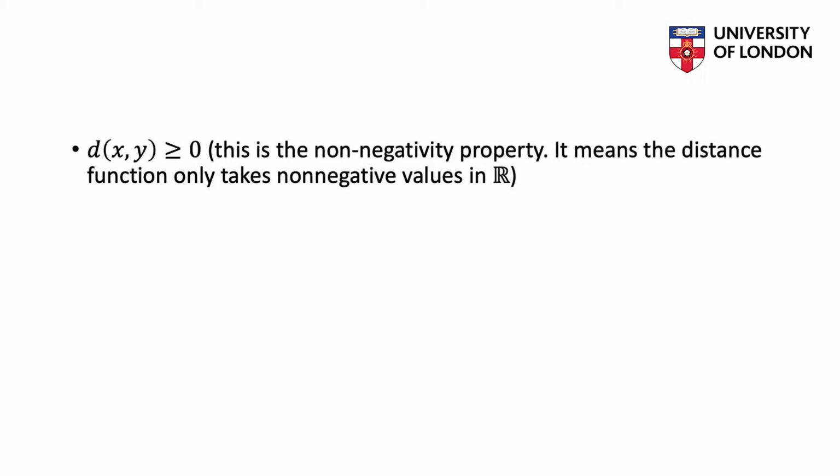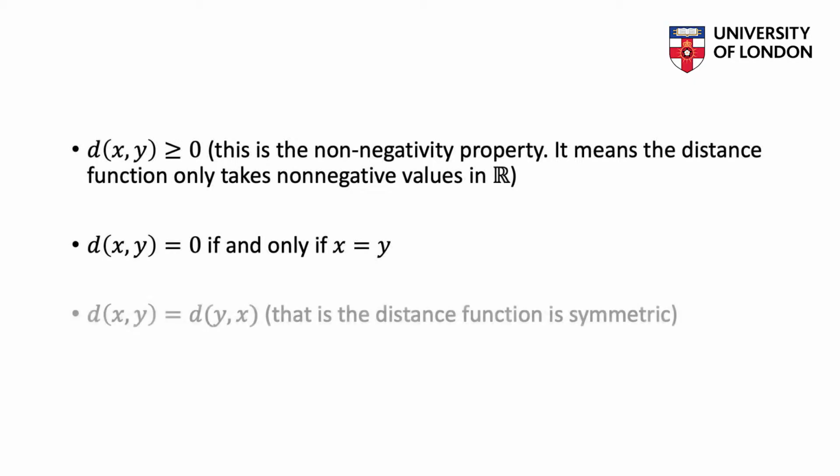This is the non-negativity property. It means the distance function only takes non-negative values in R. The second property is we would expect the distance between x and y to be equal to 0 if and only if x is equal to y. The third property, the distance of x to y is the same as the distance from y to x. That is, the distance function is symmetric.